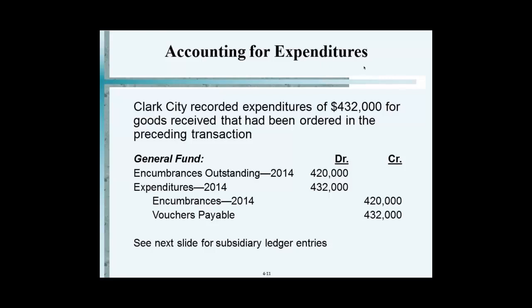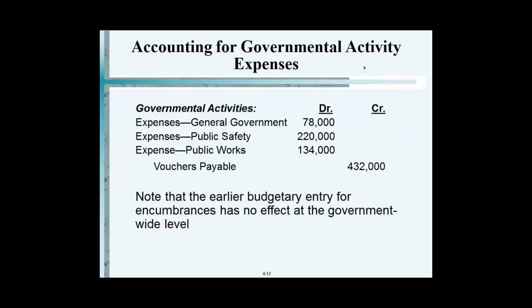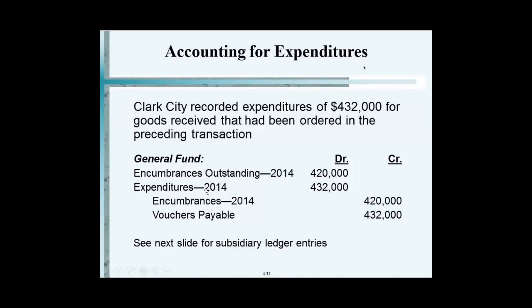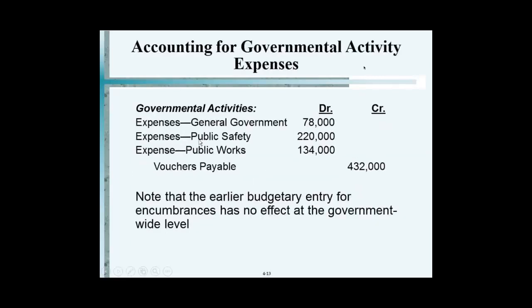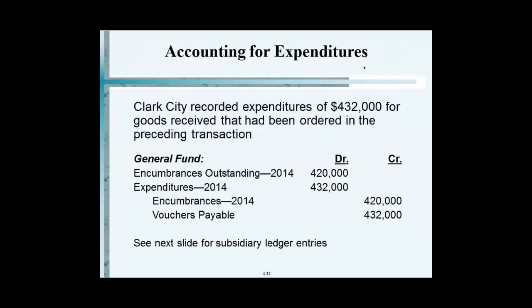This is another word for accounts payable. They use this word because that's what governments use to pay their bills. So it's the same thing as accounts payable. Everybody got that entry? Look at the same entry. Compare this entry, expenditures, right? And payable entry, and compare that to this. Instead of expenditures, what do we have? Expenses. So now we are using dual track. This was done under the modified accrual basis. Got it?